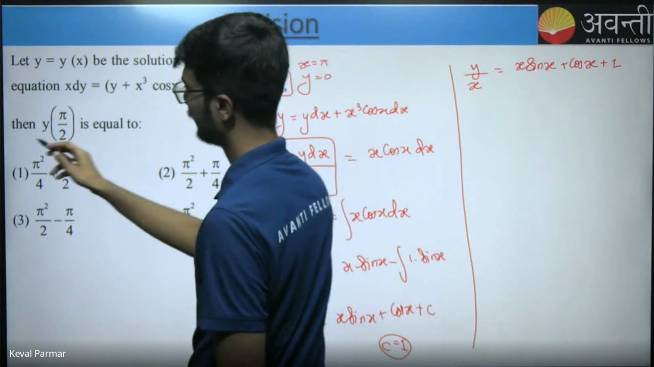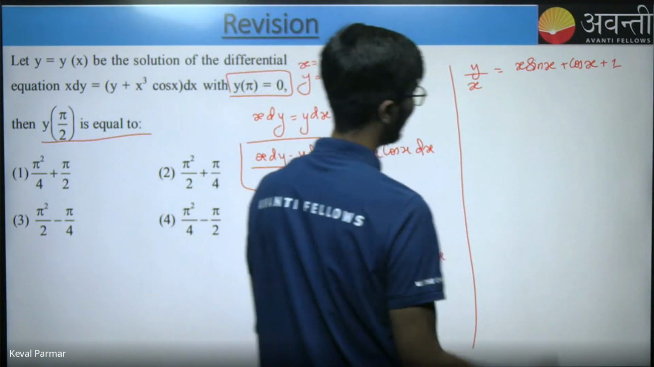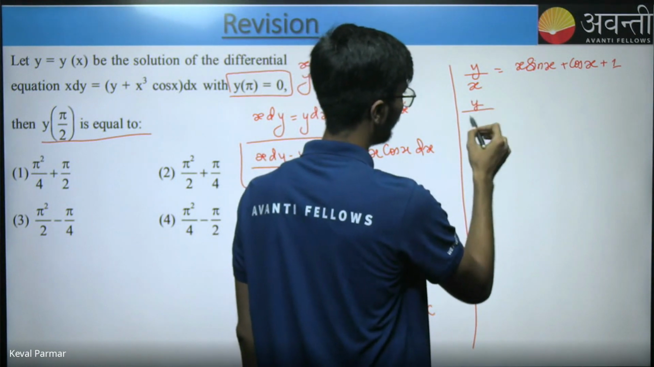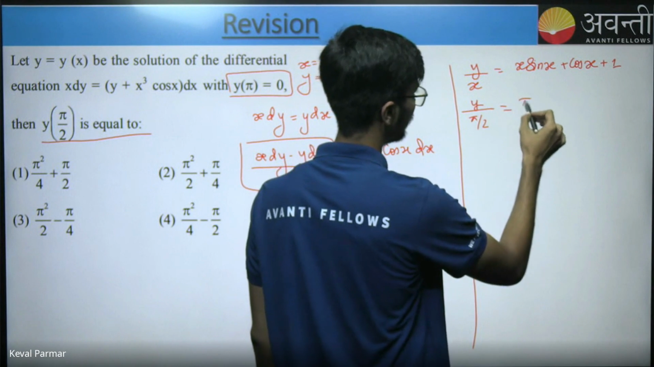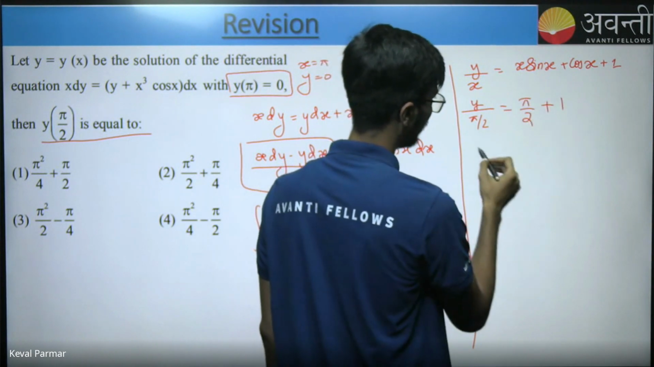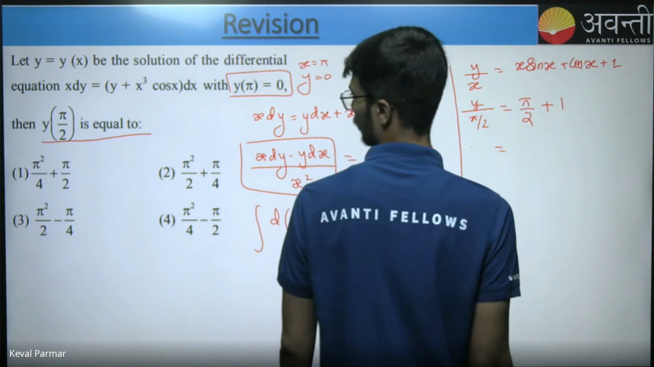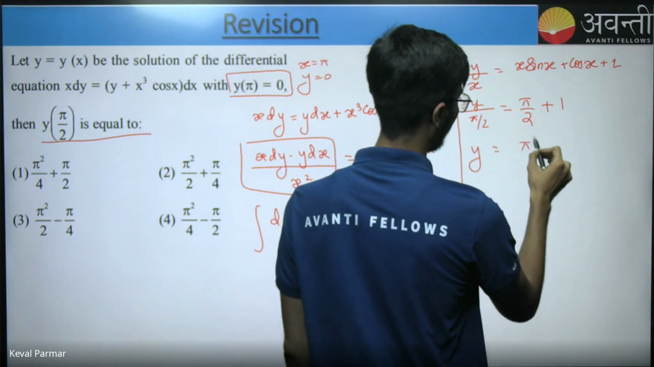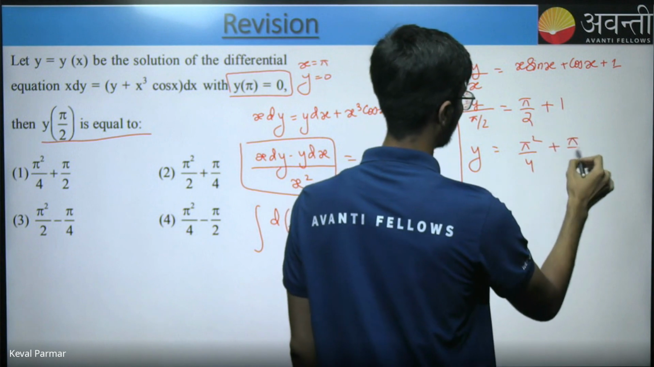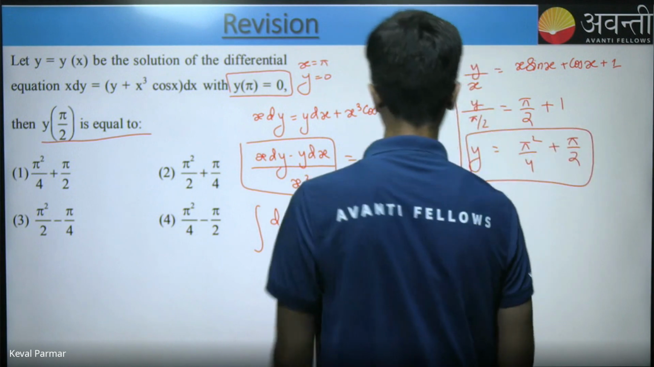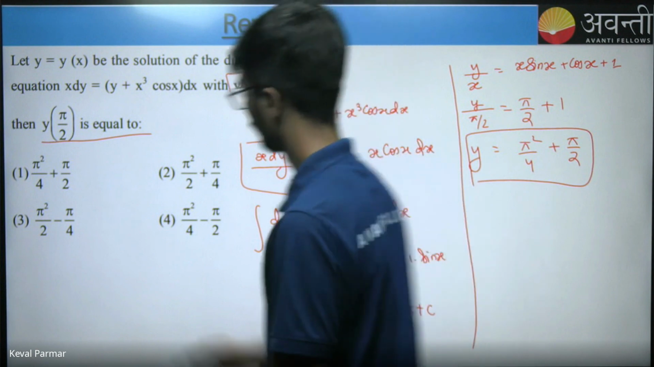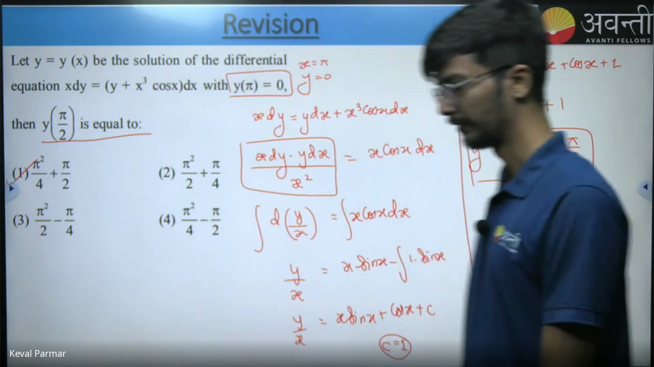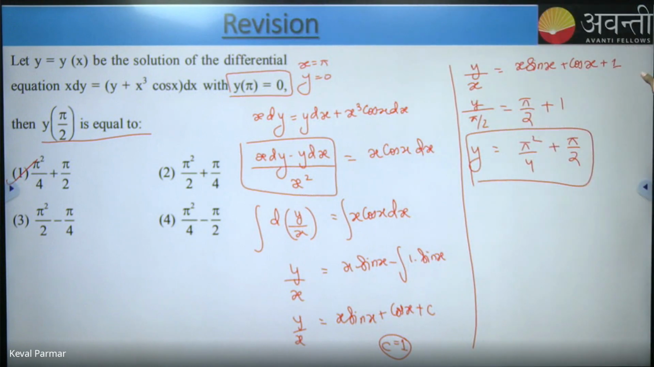What do we need? We need y of pi by 2. That means in place of x you have to substitute pi by 2. So y upon pi by 2 is equal to pi by 2 plus 1. That means y will be equal to, we cross multiply, pi square by 4 plus pi by 2. This is our answer, pi square by 4 plus pi by 2, which is option number 4. I hope it is clear. Let's look at the next question.